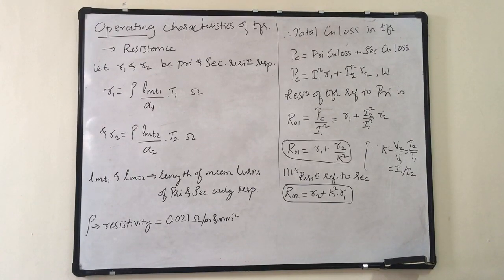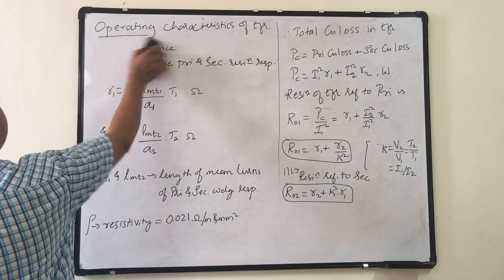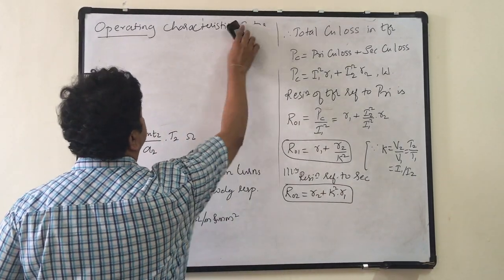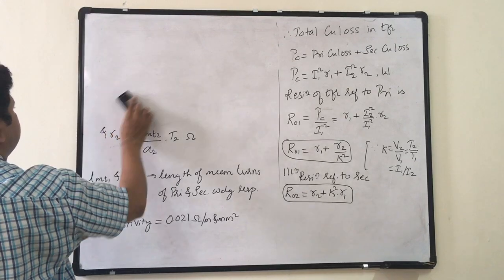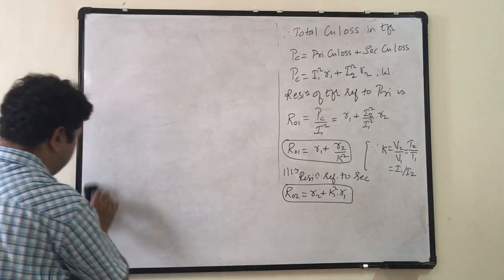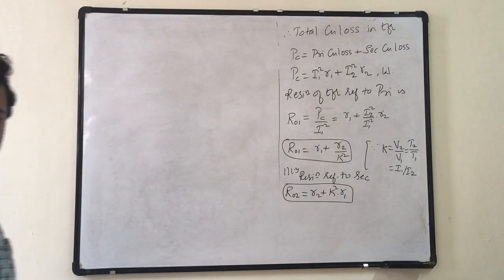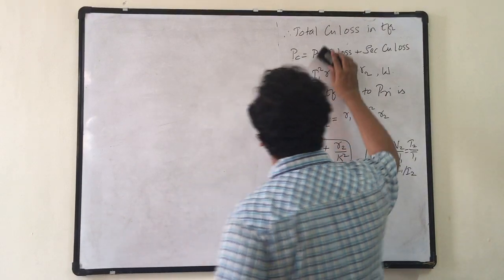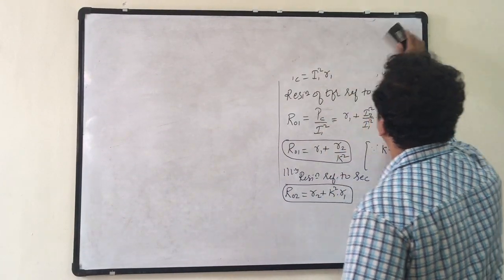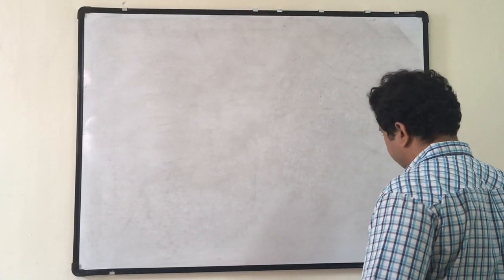Next point we will study is leakage reactance. Once I get resistance and reactance, I can find the regulation. Next is leakage reactance.